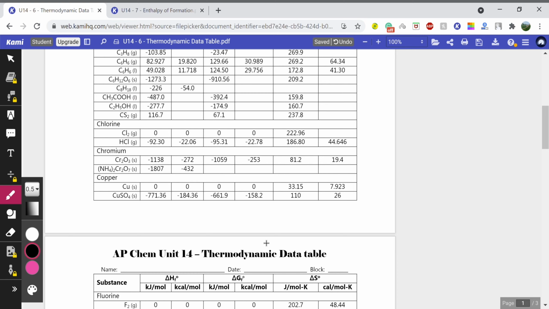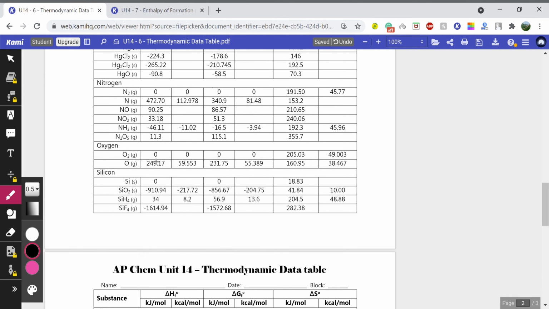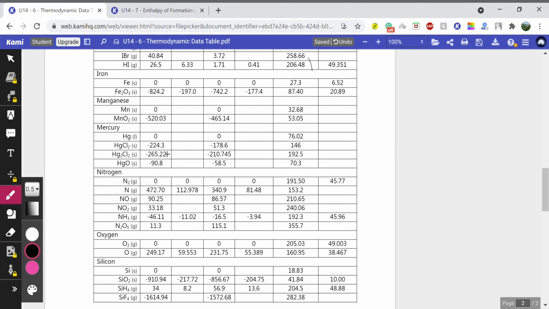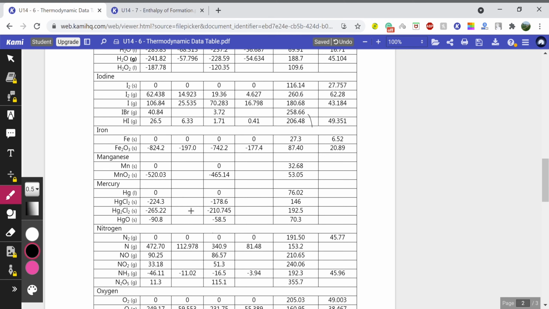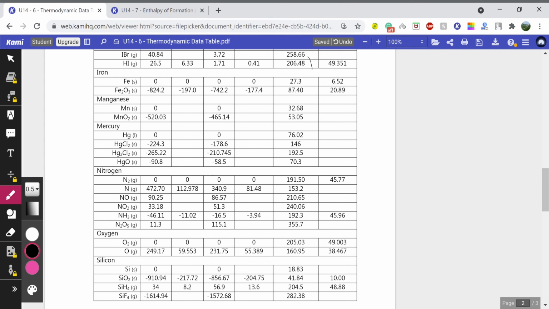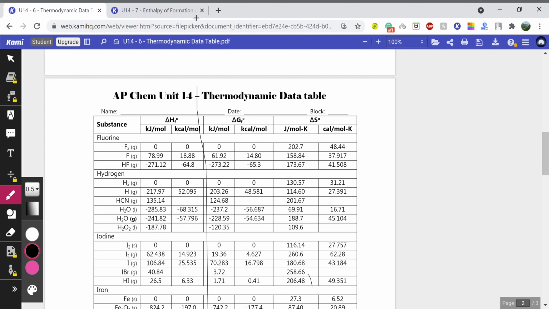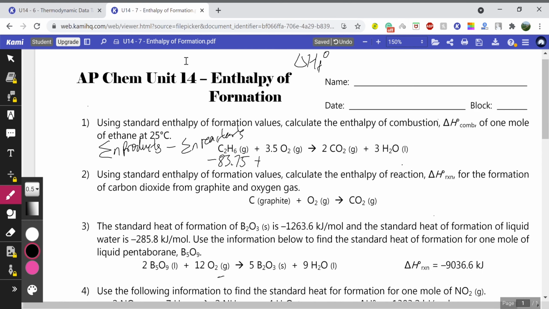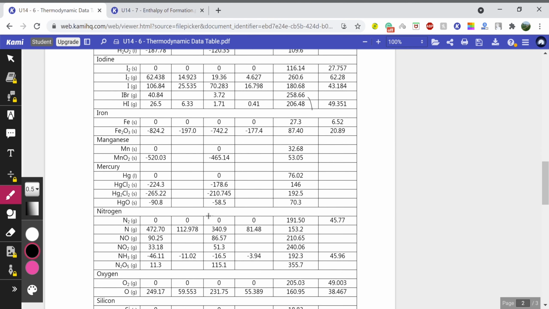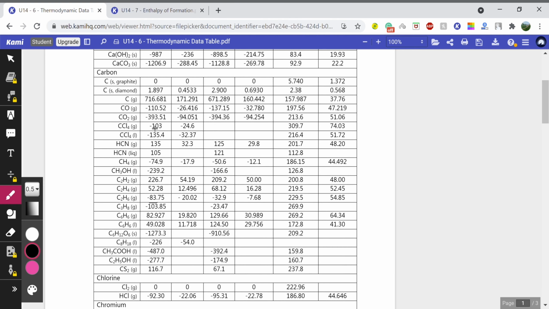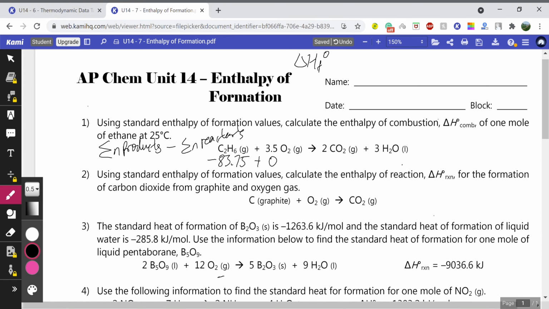O2 should be 0. Let me double check. O2 is, yes, 0. Any element that is in its normal state of matter, like O2, N2 in their gas states, and Fe in its solid state, is all going to be 0. You'll find the trend as we do more of these problems. So this is 0, and over here it is CO2 and H2O liquid. CO2 is negative 393.51. Make sure to multiply them by their mole number.